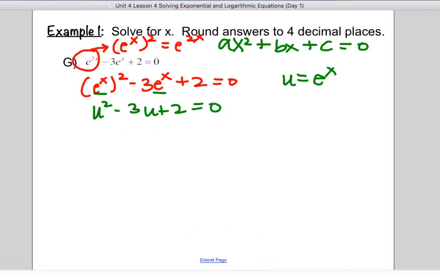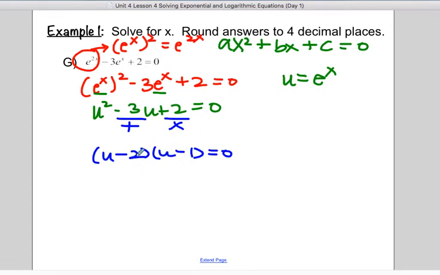This is a problem we have handled before, so all I need to do is factor: what multiplies to 2 but adds to negative 3? Minus 2 and minus 1. Negative 2 times negative 1 is positive 2, and then they add to negative 3, so it's perfect.